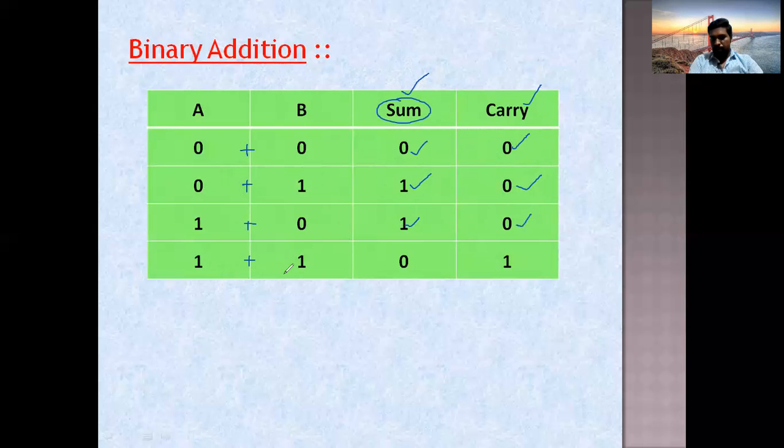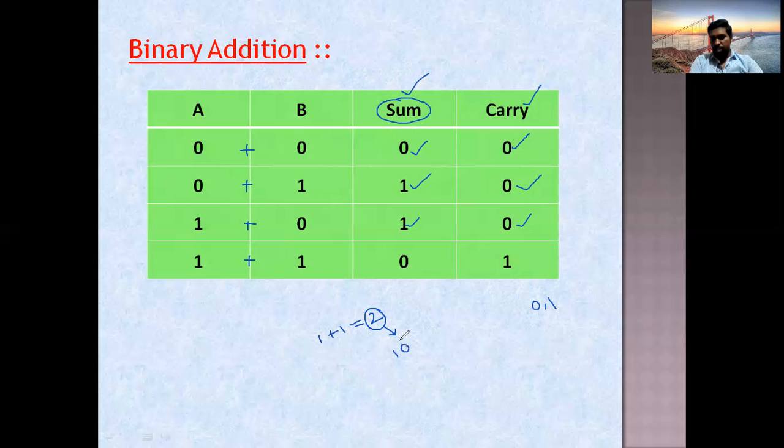But when you add 1 plus 1, generally when you add 1 plus 1, what is the result? You will get 2. Okay. Generally, if you add 1 plus 1, you will get the answer as 2. But 2 is not in the binary number system. In binary number system, we have only 2 digits, 0 and 1. But we got the answer as 2. So convert this 2 into binary. If you convert 2 into binary, you will get the answer as 1 0.